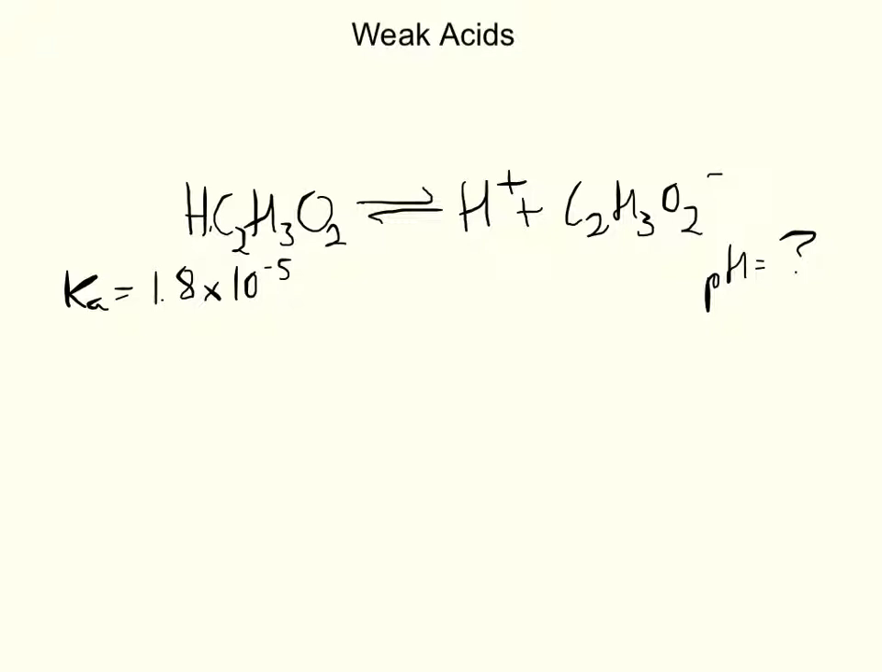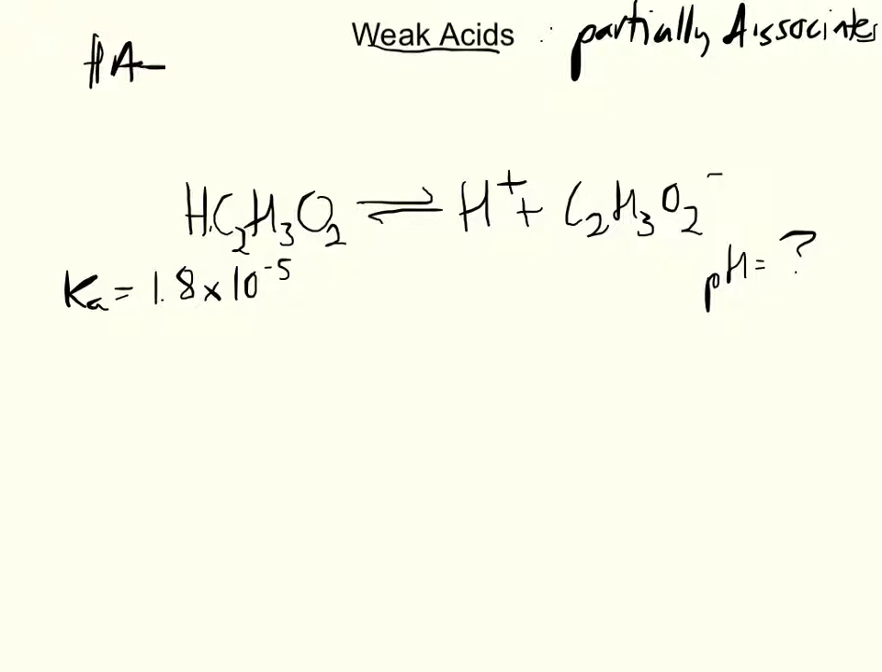We can define acids and bases as either weak or strong, depending on how they dissociate. So a weak acid only partially dissociates, which is different than a strong acid or base. This means that only some of the molecules ionize. So if you have HA, not all of it is going to completely turn into H plus and A minus. It's actually going to be in an equilibrium, where some H plus and A minus is being produced, but we also have some of the weak acid still present.